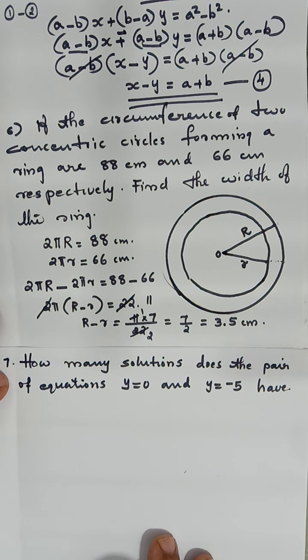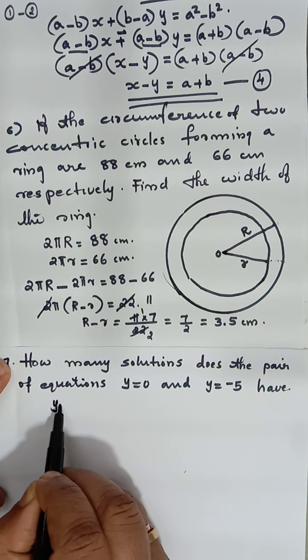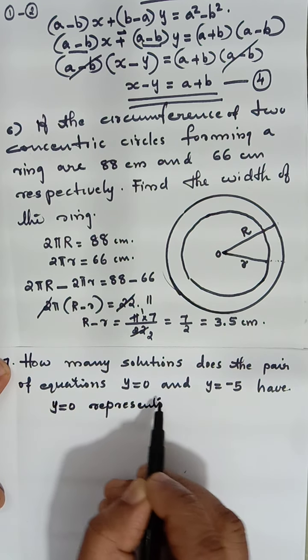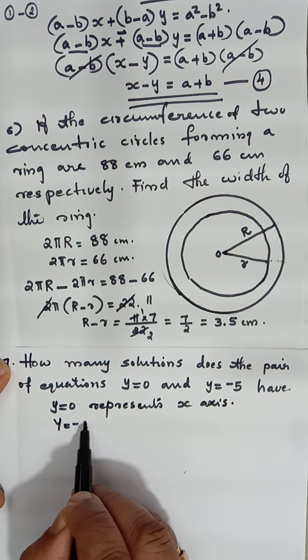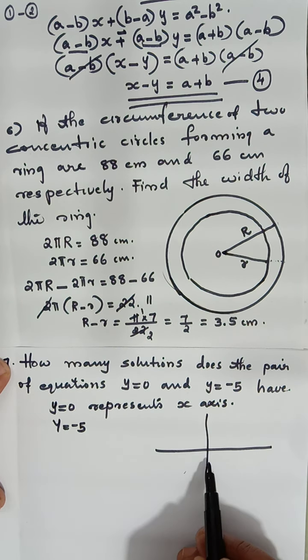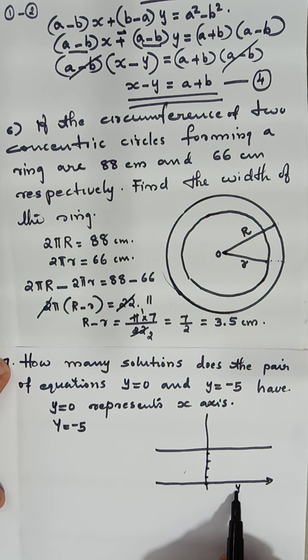Question number 7. How many solutions does the pair of equations y equal to 0 and y equal to negative 5 have? We know y equal to 0 represents the x-axis. Whereas y equal to negative 5, where will it be? It is familiar. Y equal to negative 5 means negative 1, negative 2, negative 3, negative 4, negative 5. So y equal to negative 5 is this line.